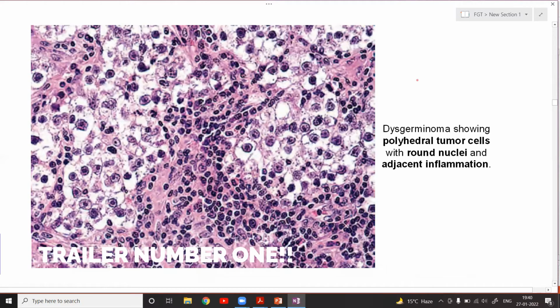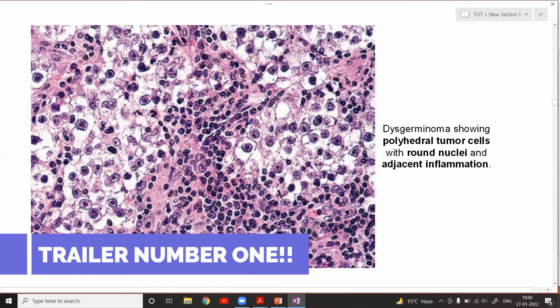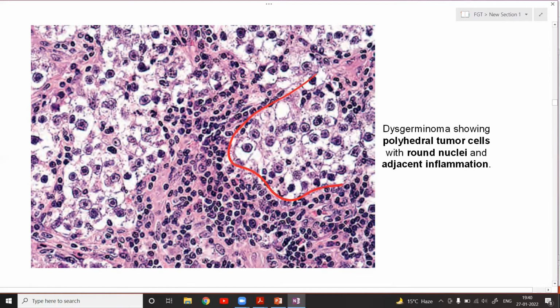So as you can appreciate over here, dysgerminoma is comprised of different kinds of nests. Can you appreciate this one nest? This is another nest. So dysgerminoma is comprised of several different nests or groups of tumor cells. And in between, they are separated by a fibrous septa. I hope everyone can appreciate this fibrous septa.